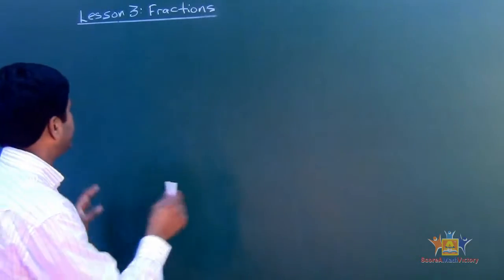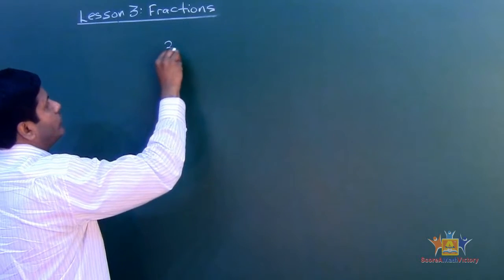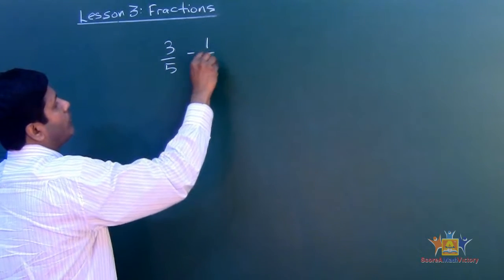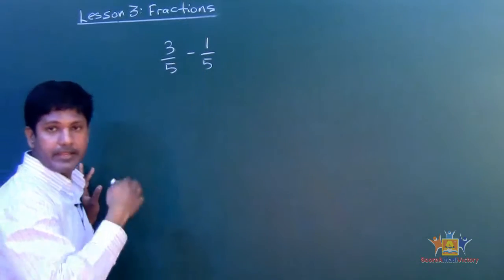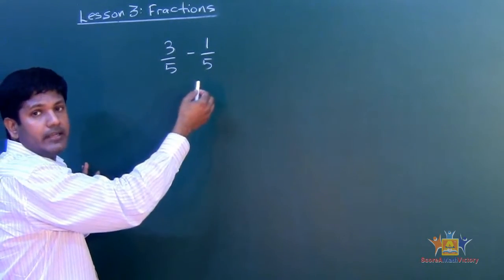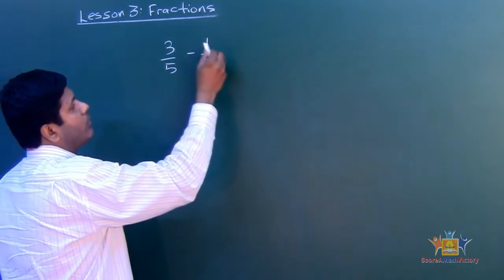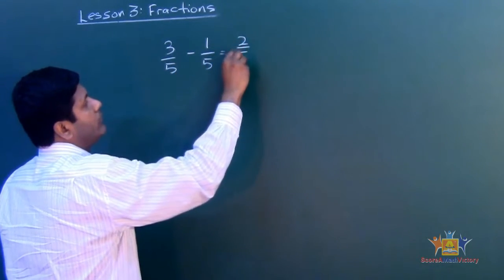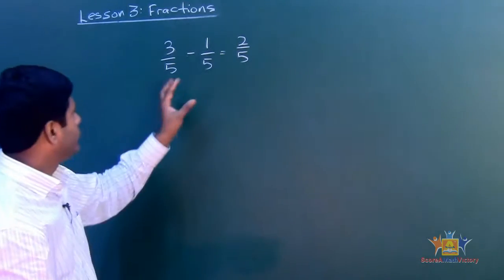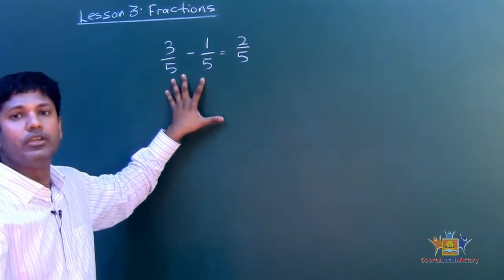So let's look at it. Let's say, for example, if I give you 3 over 5 minus 1 over 5. I can subtract. Why? Because both have the common denominator. So that means 3 minus 1 is 2. 2 over 5. There you go. Pretty easy, isn't it? Okay, so as long as the denominators are the same, you can subtract.